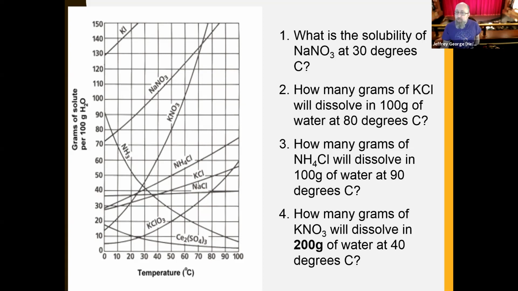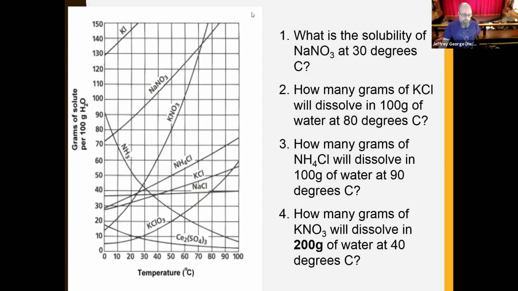All right, so let's look at the answers to these questions and make sure that everybody understands how to find these, and then I'm going to turn you loose for your work. All right, so looking at number 1, what is the solubility of NaNO3 at 30 degrees? So we're just going to read that straight off of our chart here. All right, NaNO3 at 30 degrees.